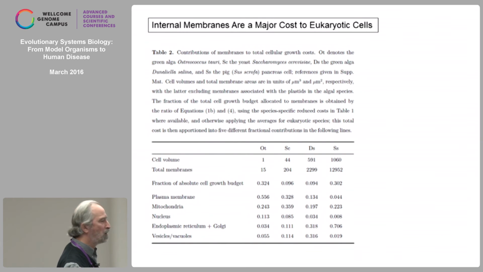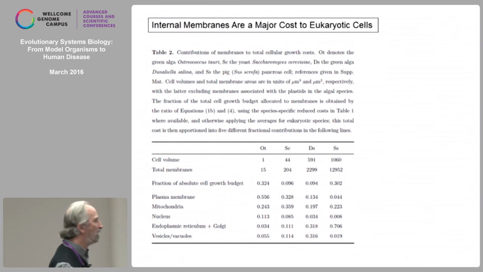There are cells of very different volumes here. So this is Ostreococcus. This is the smallest eukaryote that you can grow in the lab. It's smaller than many bacteria. That's yeast. That's Dunaliella. That's another green alga, and that's cells from the pancreas of pigs. I guess there's a lot of pig pancreases lying around to do this kind of work. So what one can ask then is what fraction of the total energy budget of all these cells is just going into membranes? These are all eukaryotic cells.